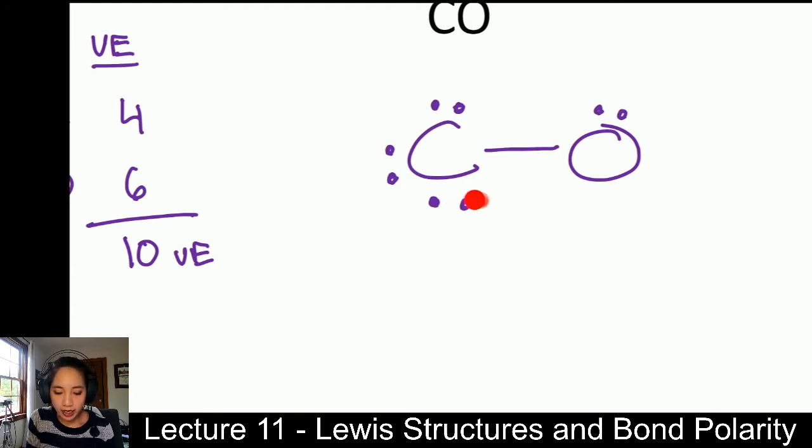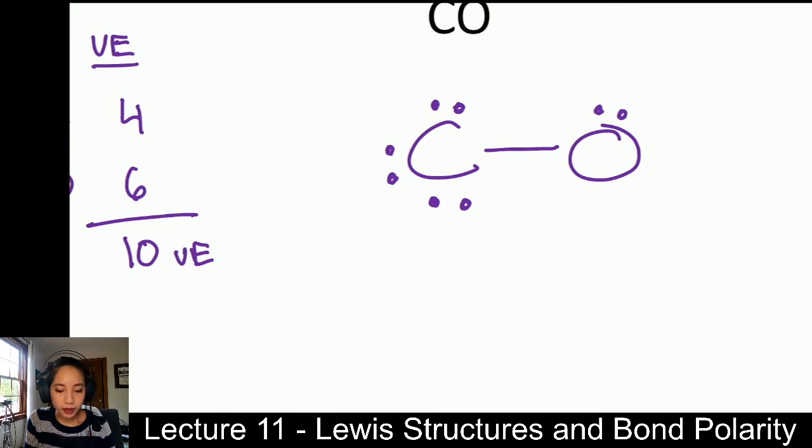Note how I stopped here because I see that carbon has a fulfilled octet. All right, so I've placed the 10 electrons that we need. Now let's check the octet rule.